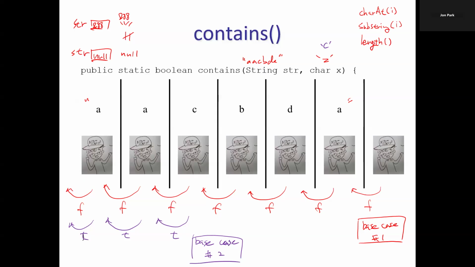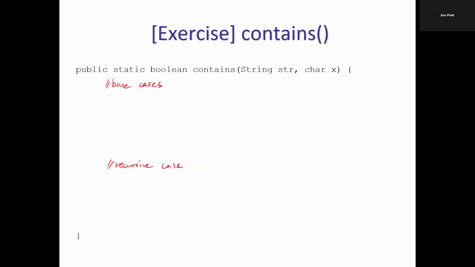Okay. So the first base case is we're checking whether a string has length 0. If str.length is 0, then you return false.